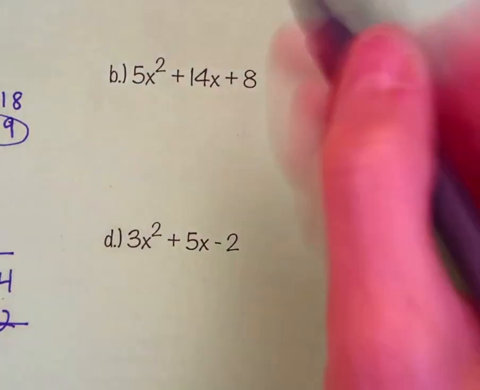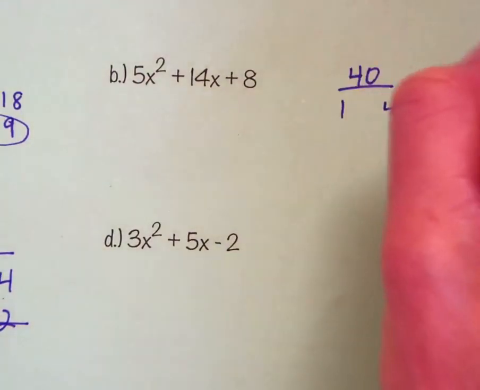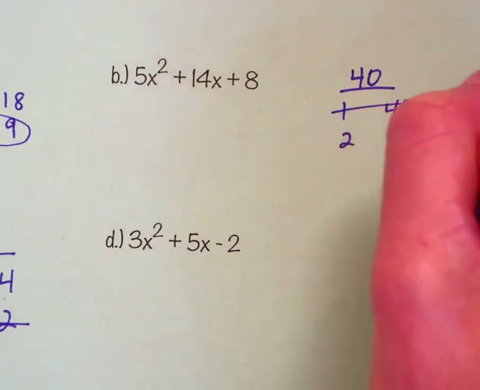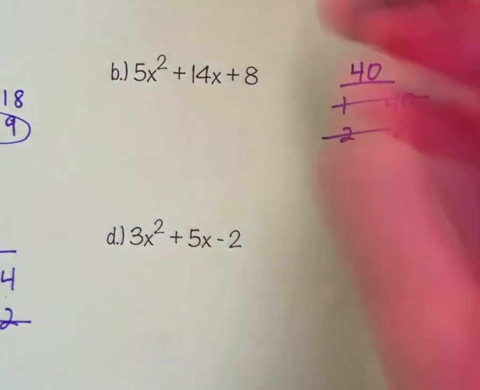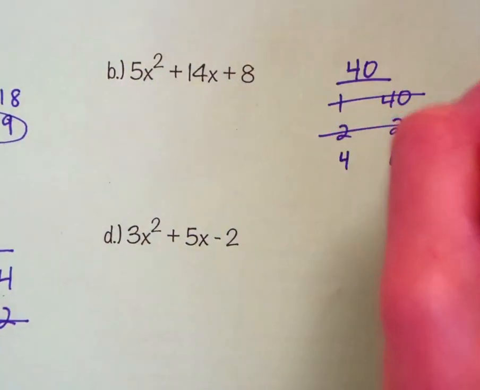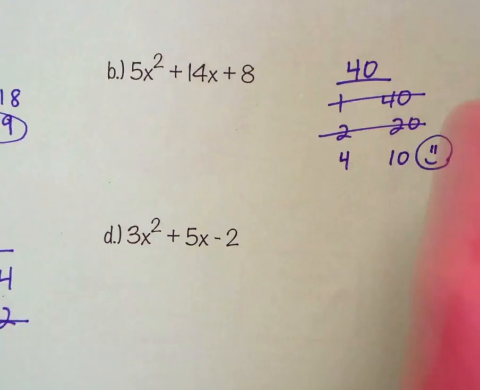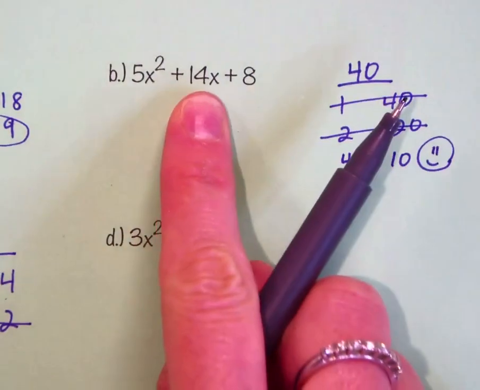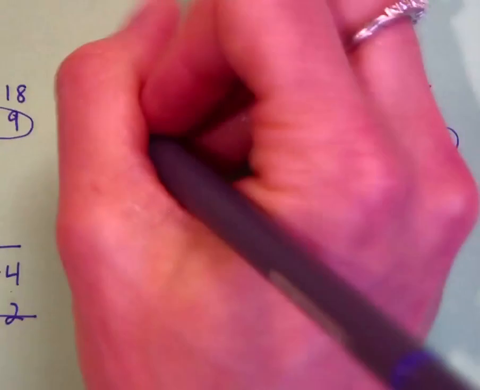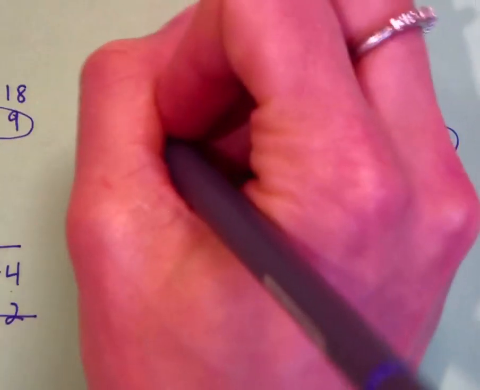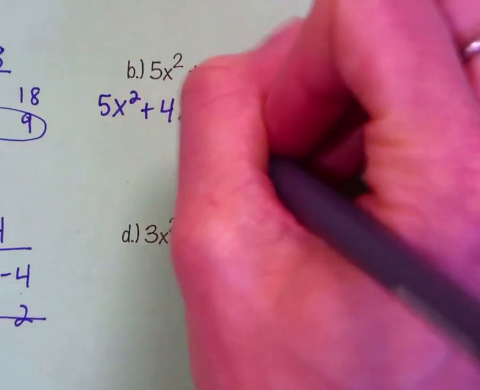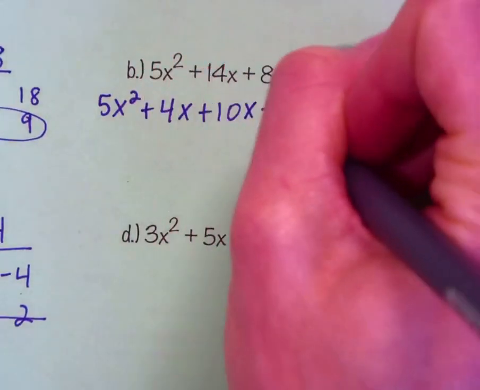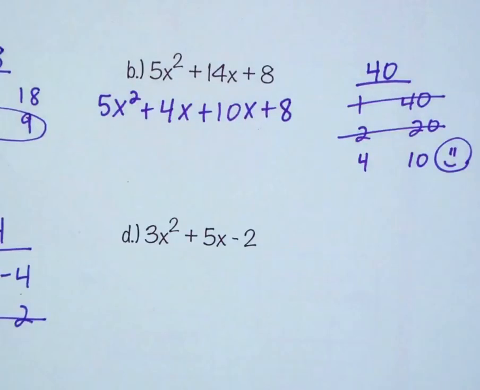Okay, so thinking of factors of 40. 1 and 40, not going to work. 2 and 20, not going to work. 3 doesn't go into 40. 4 and 10, boom. That's where I get 14. So the 5x squared will stay the same, and in no particular order then, we'll have 4x plus 10x, and then plus 8 at the end.